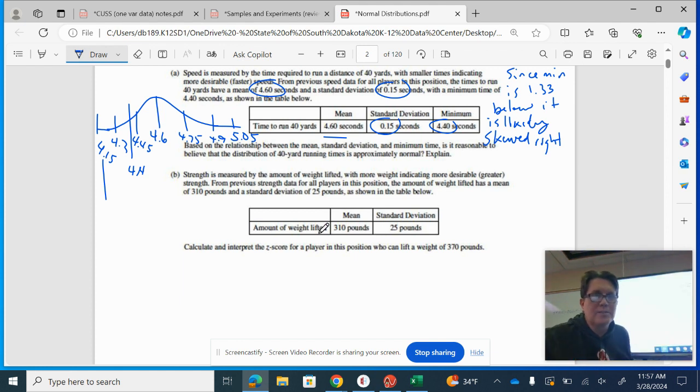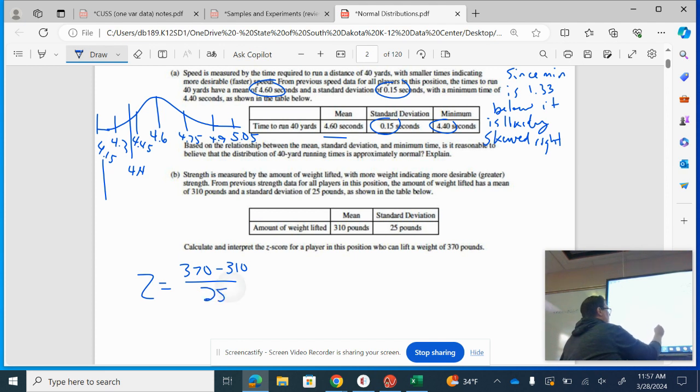All right. Strength is measured by the amount of weight lifted, with more weight indicating more desirable strength. From previous data, we have the mean and the standard deviation. Calculate and interpret a z-score for a player who can lift 370 pounds. Now it says nothing about normal, so in this question, no percentages should be given. It's just asking you to do a z-score. So the player can lift 370 pounds. We subtract 310. We divide by 25.